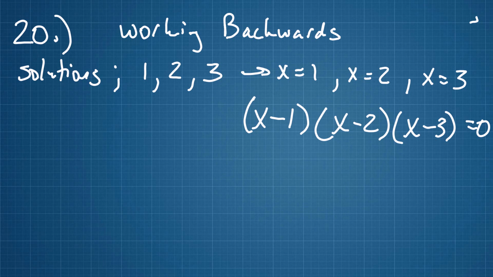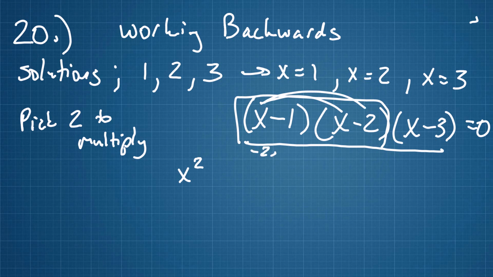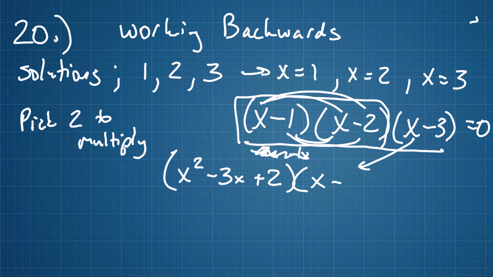Now, I just have to multiply these three together. So the first thing we have to do is we have to pick 2 to multiply. So I pick the first two, and I'm going to FOIL them. I get x squared. I do the outside to get minus 2x. The inside to get minus 1x. Together, that's minus 3x. And then I do the last two to get plus 2. I didn't do anything with x minus 3, so it just drops down.